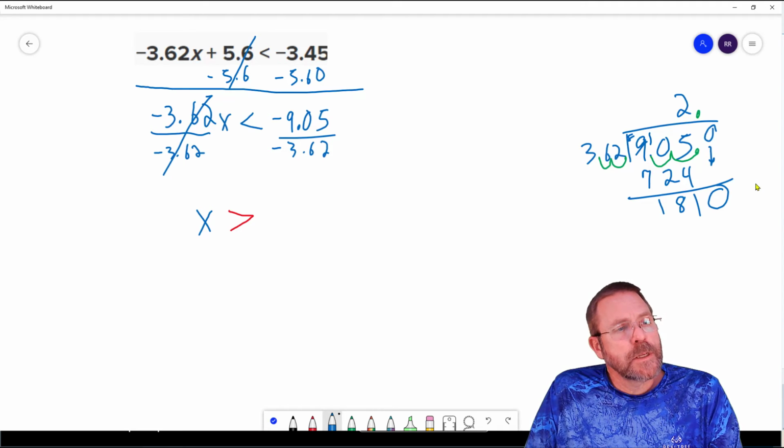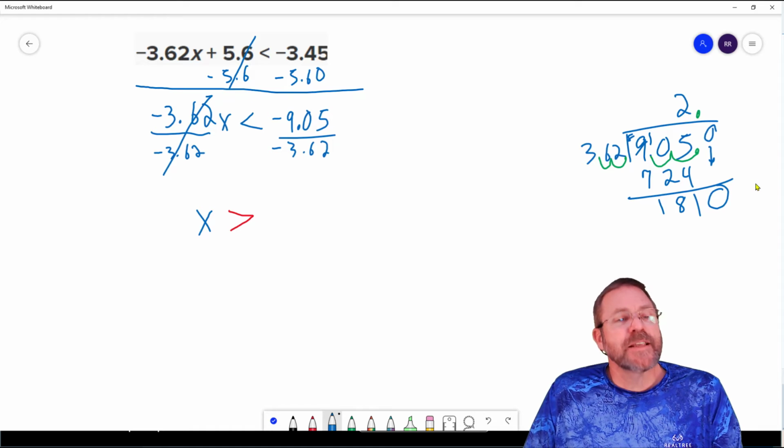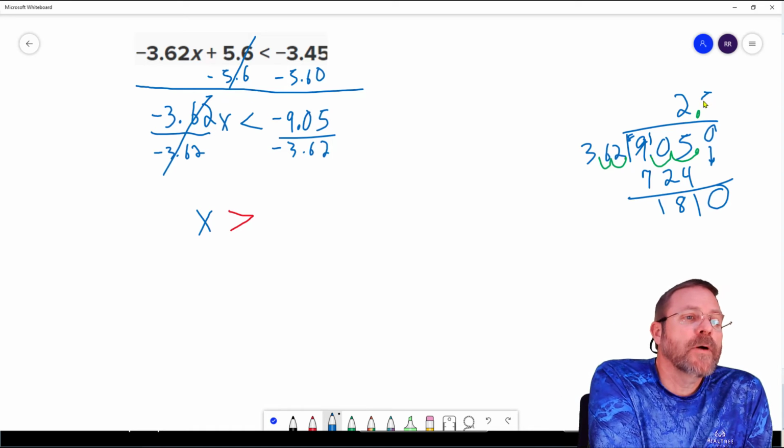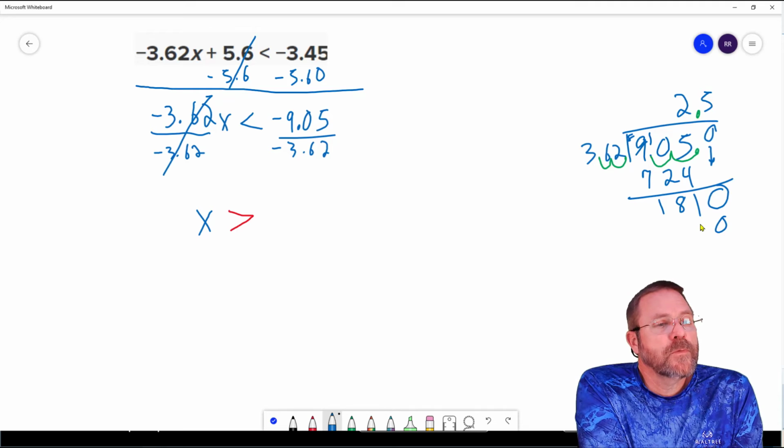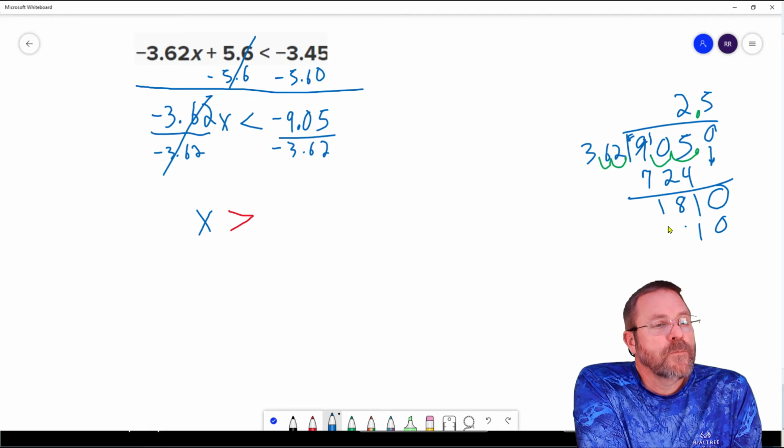I'm going to say, well, 6 would be too many. I'm going to say 5. Plug a 5 in right here. 5 times 2 is going to be 10. 5 times 6 is going to be 30. Plus 1 is going to be 31. 5 times 3 is going to be 15. Plus a 3 from the 31 is going to give me 18.